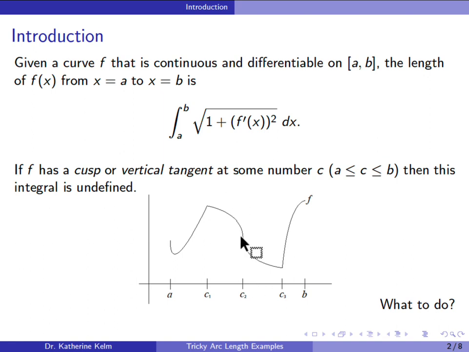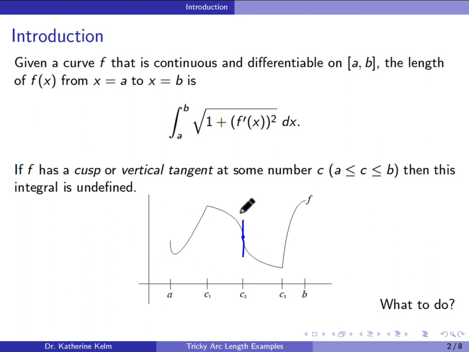And even here at c2, there is a vertical tangent, and that turns out to be an even bigger problem, as we will see. Now you might say, well, let's just take the arc length in pieces. Let's integrate from a to c1, from c1 to c3, and from c3 to b. And in fact, that's exactly what we're going to do. You can see that this curve is perfectly continuous from a to b. It just has these cusps at c1 and c3.